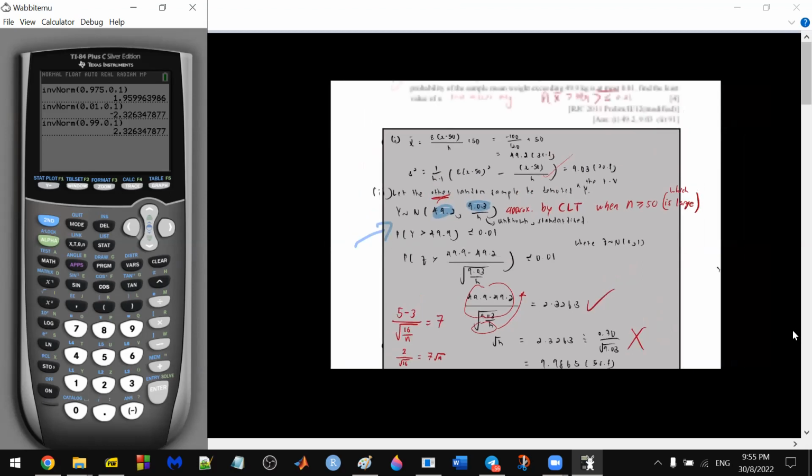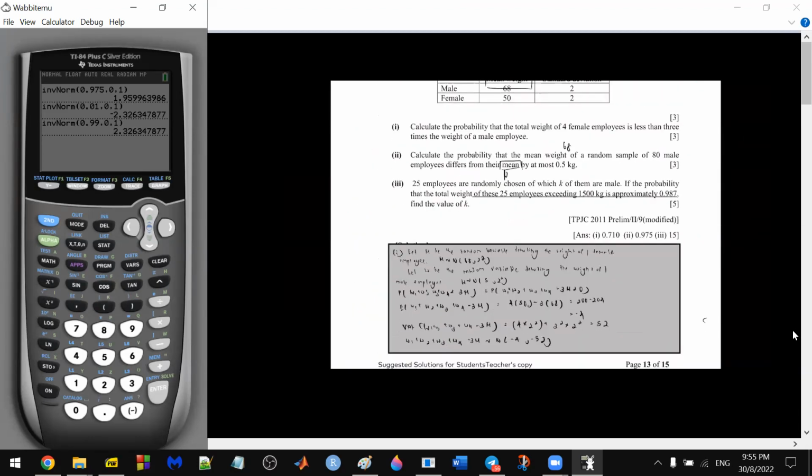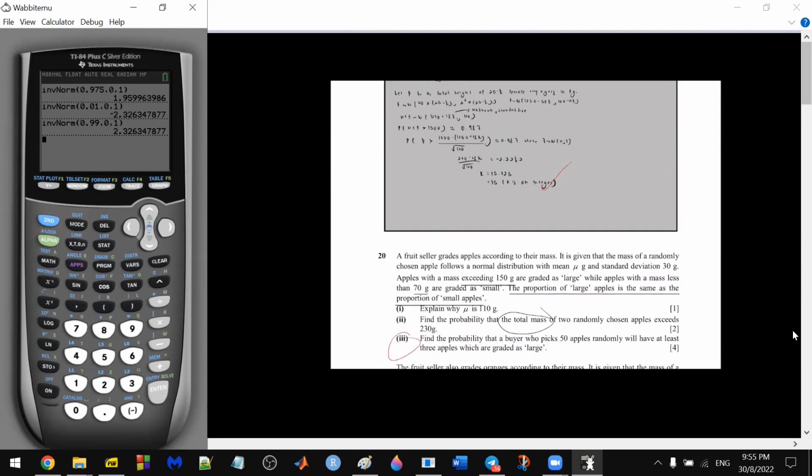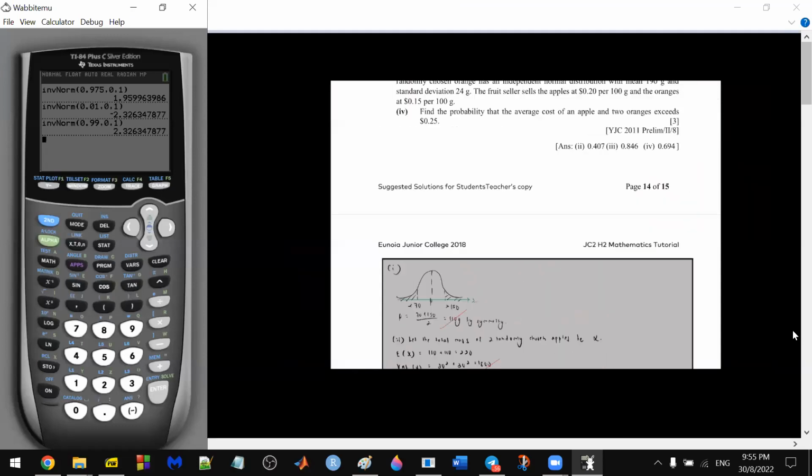Okay. Can, next, 19. Is it correct? I'm not going to mark it if it's correct. The ones you circled, let's just zoom in. Okay, let me read first.